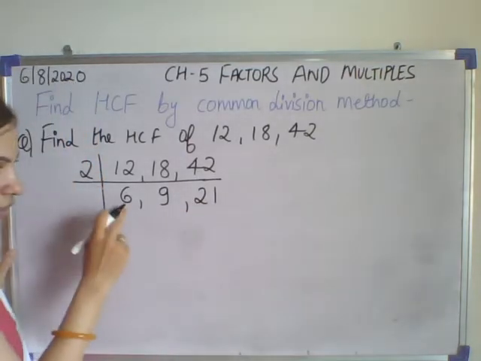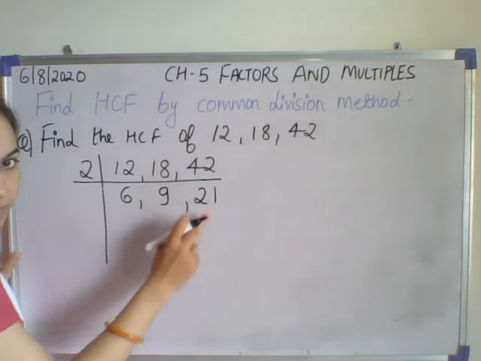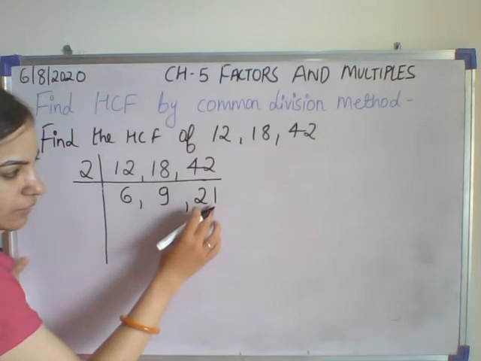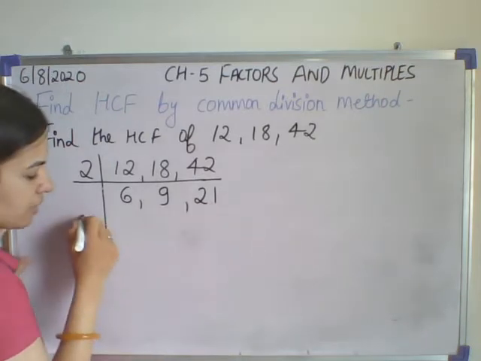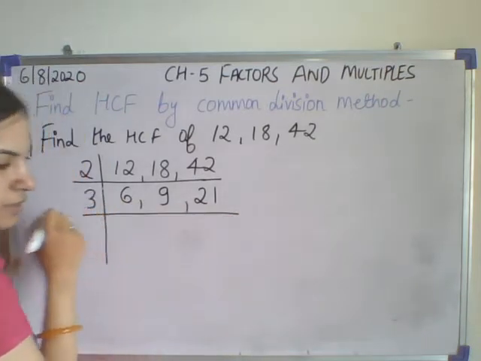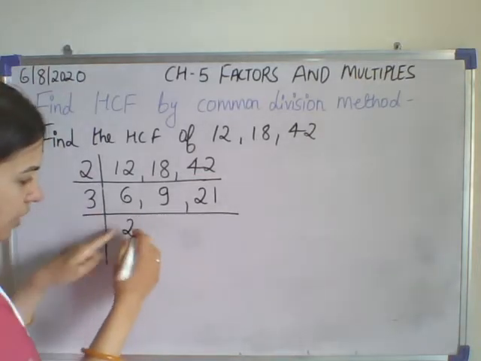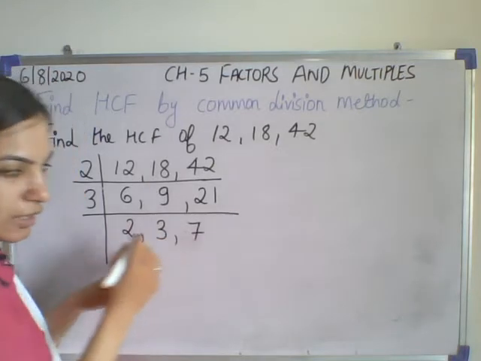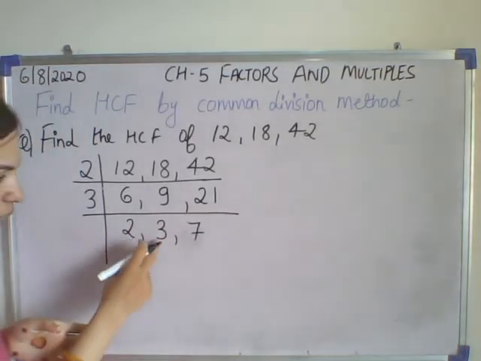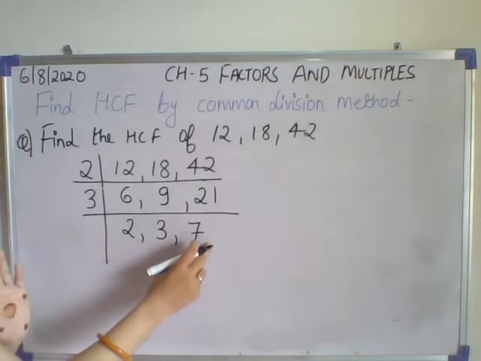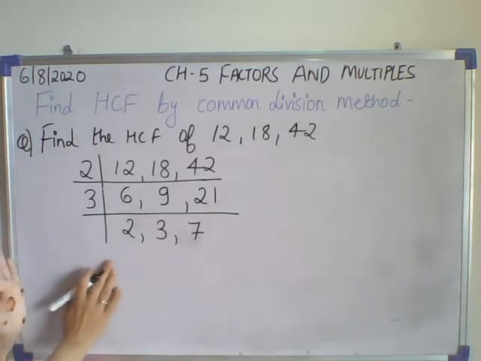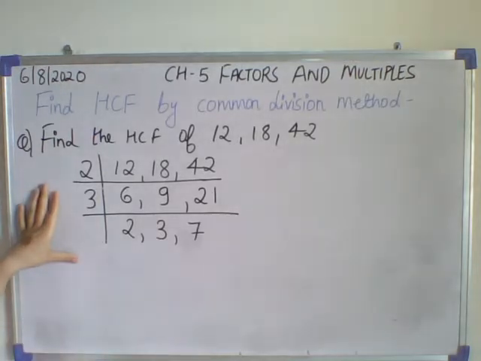Again, for 6, 9 and 21 you have to take a common factor. These numbers 6, 9 and 21 are divisible by 3. So I will write here 3; 3 2s are 6, 3 3s are 9 and 3 7s are 21. Now here we have 2, 3 and 7. These 3 numbers are not divisible by any common factor except 1. So you have to stop here. You have to stop the common division method here.